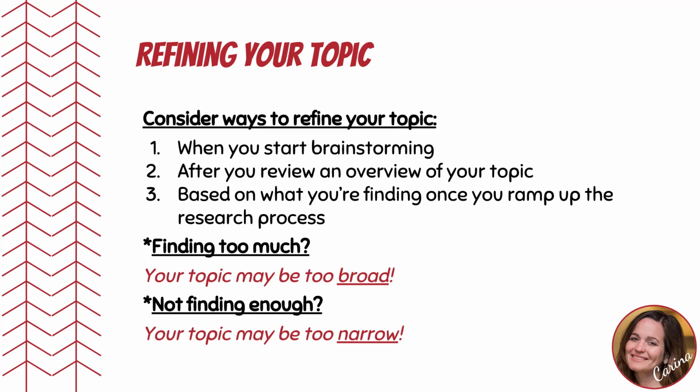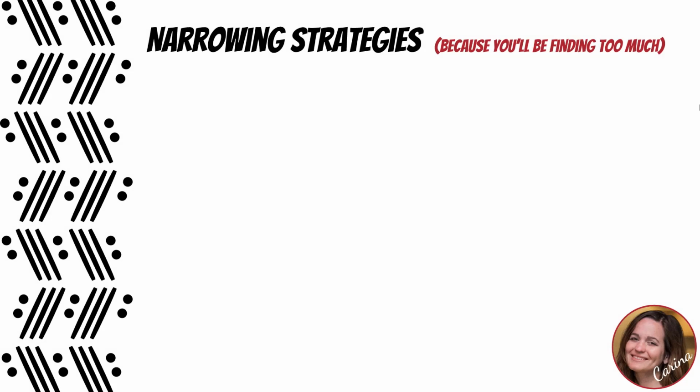You'll want to consider ways to refine your topic at multiple points during the initial stages of your research. Namely, when you start brainstorming, after you've started looking for background information, and based on what you're finding after you've ramped up the research process. In some instances, your topic may be too broad, so you'll find too much information. In other instances, your topic will be too narrow, so you won't be finding enough information. You can narrow your topic by considering some of the following, and I'm going to use my example of a broad topic of immigration to illustrate each concept.